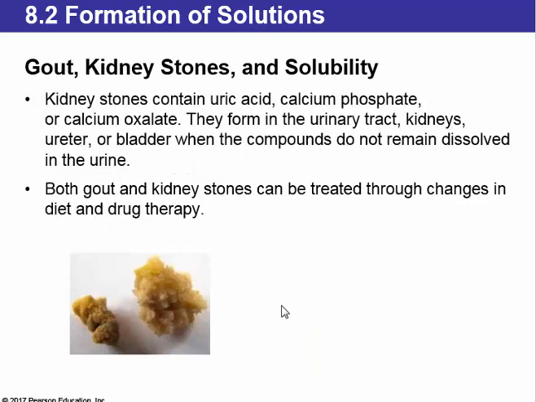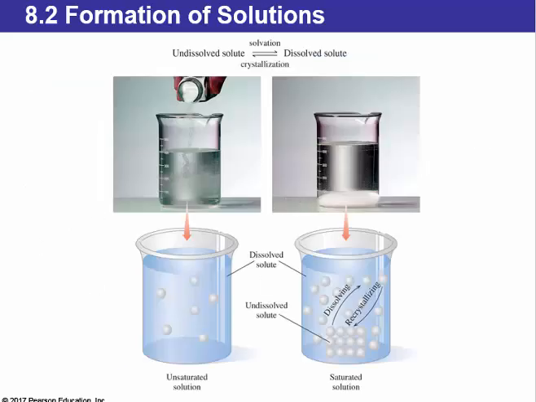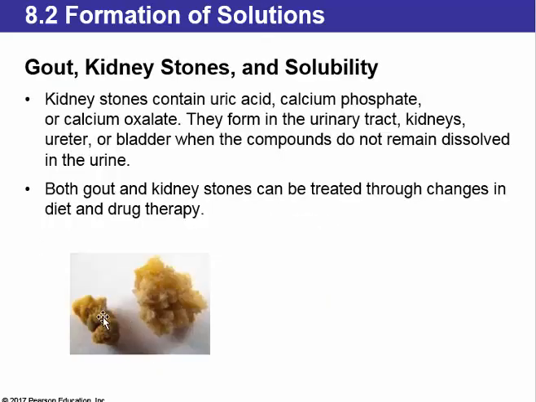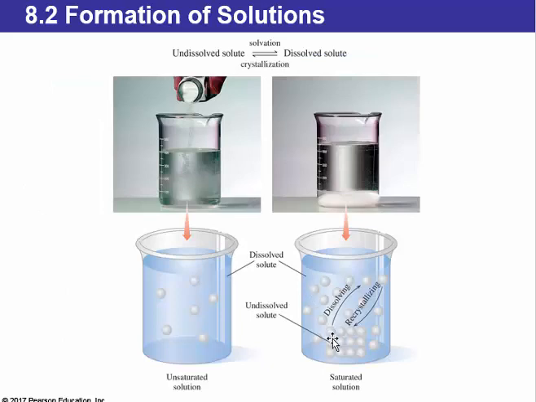Kidney stones are another example of a compound that does not dissolve in water. It crystallizes out of solution, and here is a graphic of some kidney stones. These are typically made out of calcium phosphate or calcium oxalate. So gout and kidney stones can be treated through changes in diet and drug therapy, but they are both examples of crystallization of compounds out of solution.